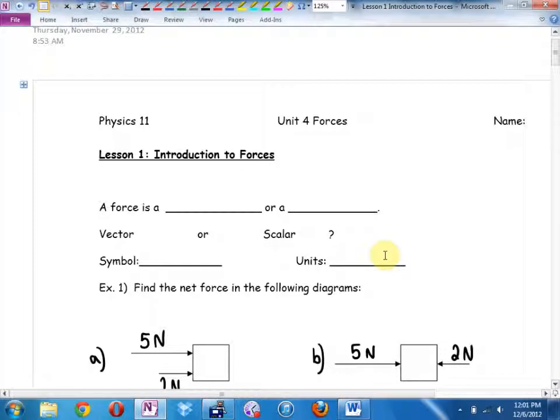So let's start. It says, Introduction to Forces. A force, I could give you a fancy schmancy physics definition. A force really is a push or a pull.